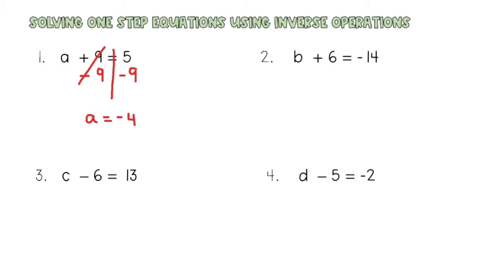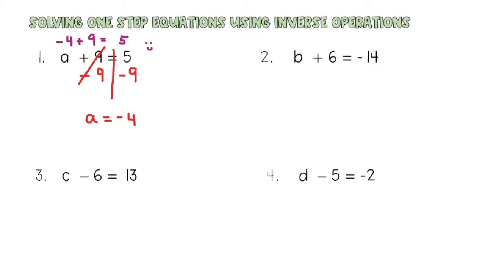To make sure that you solved your equation correctly, you can substitute it back into the original problem. So here where I see the letter A, I can write negative 4 plus 9 equals 5. I know my equation makes sense, so I did this correctly.